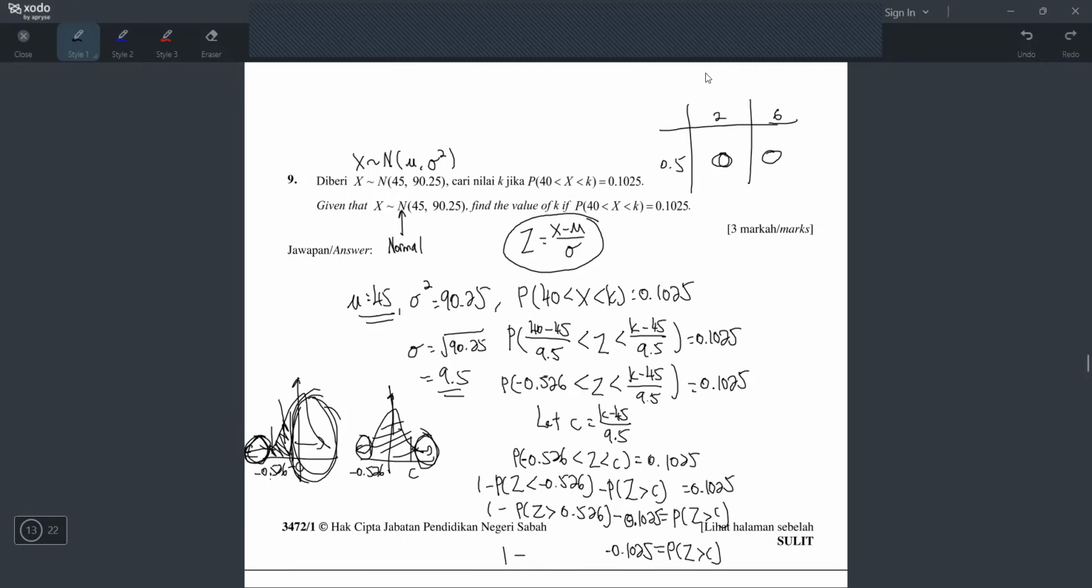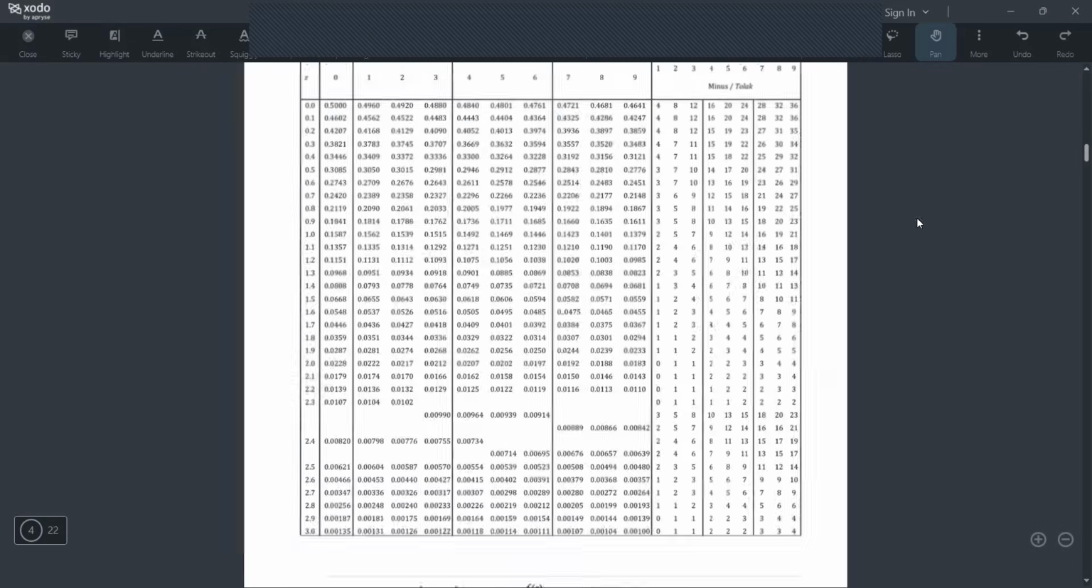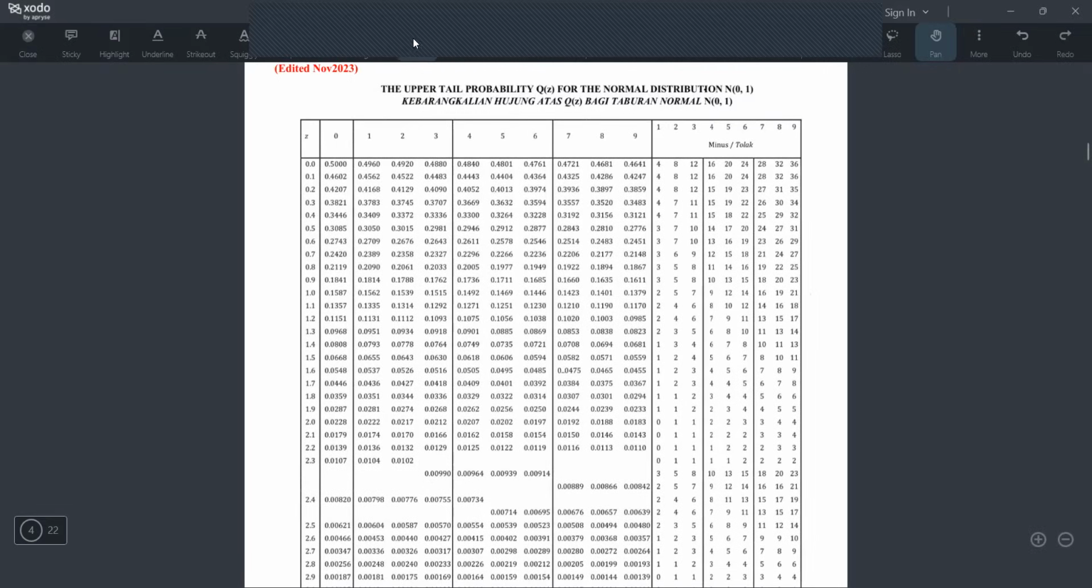Okay, so now let's scroll to the jadual and find 0.526. So I will scroll up until I see the jadual. Okay, I found it already. So you remember just now I said I have to find 0.5, 2, and then for the tolak punya, I have to cari 6. So what would be the number? The number I take here is 0.3015 and this 20, right?